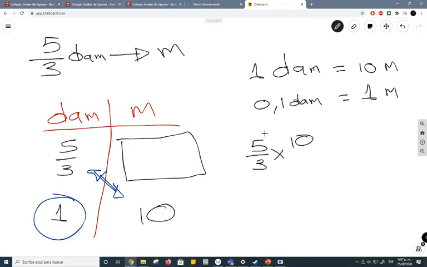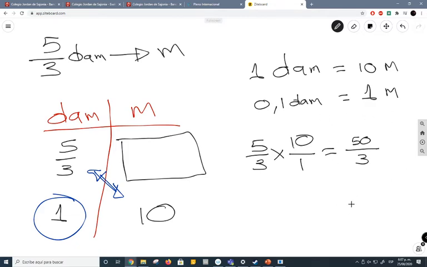Okay, and since this is a fraction and this is a natural number, we put a 1 underneath, so we have both numbers in their fractional form. And now we are going to be able to multiply. And remember, multiplying fractions is straight. So 5 times 10 is 50, and 3 times 1 is 3. Can we simplify it? No. So this is our result.